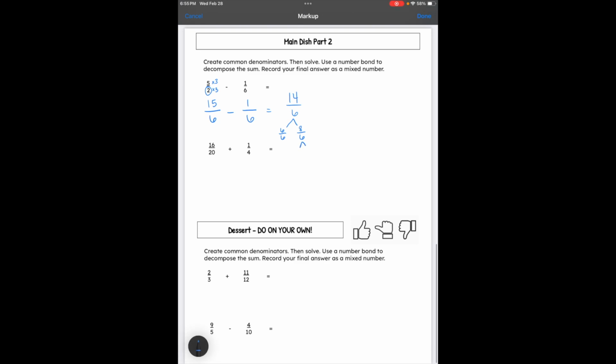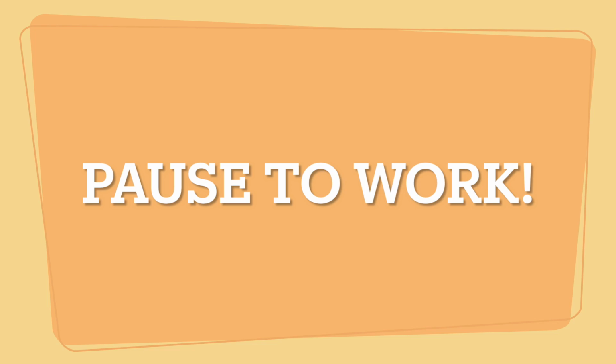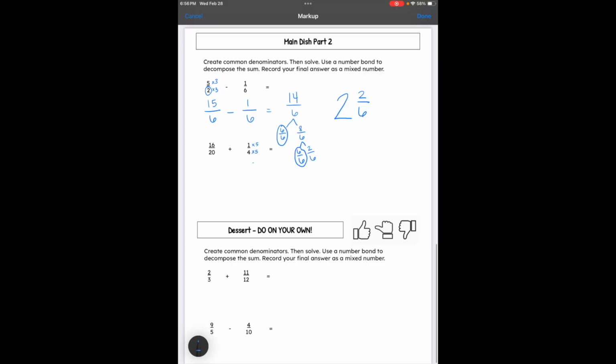I'm going to decompose this 8/6 again and pull out another whole. And I've got to keep doing that until I don't get left with an improper fraction. So this is why I like to circle anytime I create a whole. Now I go back, I say I have 2 wholes and then 2/6 left over. So 2 and 2/6 is my final answer. Go ahead and do this next problem on your own. Alrighty, you should be good to move on to your dessert.